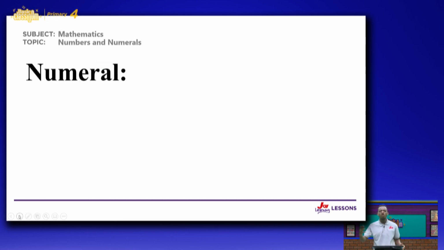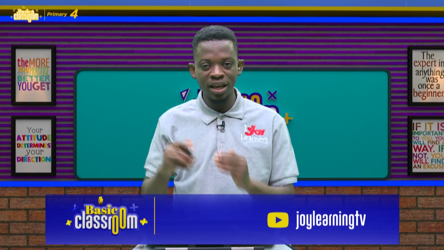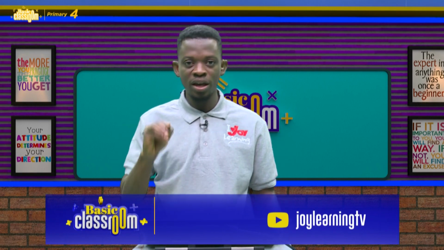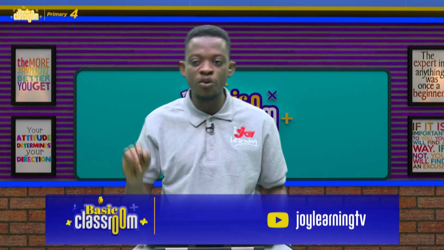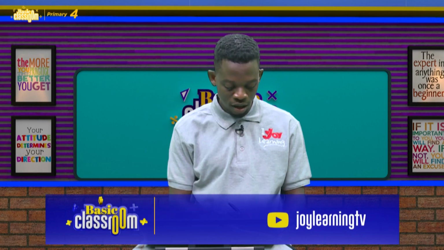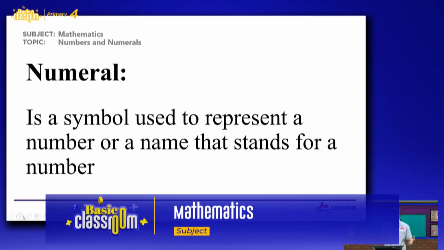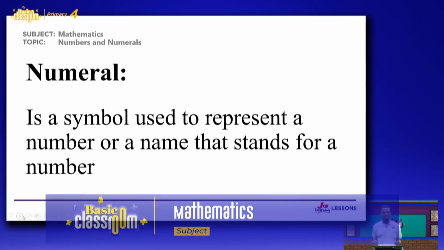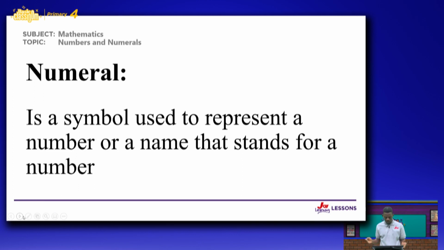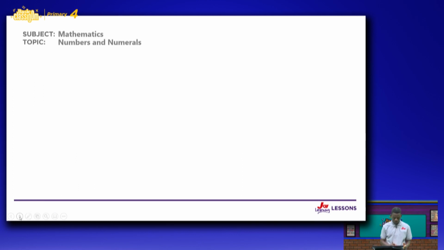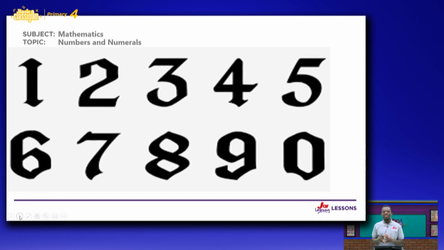Then, what is a numeral? We have the number 5 at the back of our mind. The numeral is the symbol that we use to represent the idea of the 5 that we have at the back of our mind. The numeral is the symbol, the figure that we normally write down. It is the symbol used to represent a number, or that stands for a particular number. So we can have our first 10 numerals.